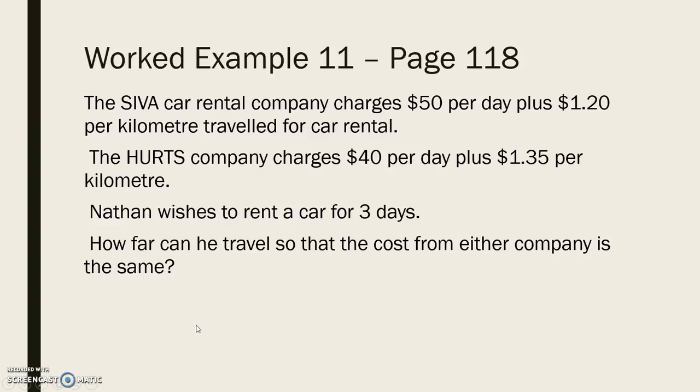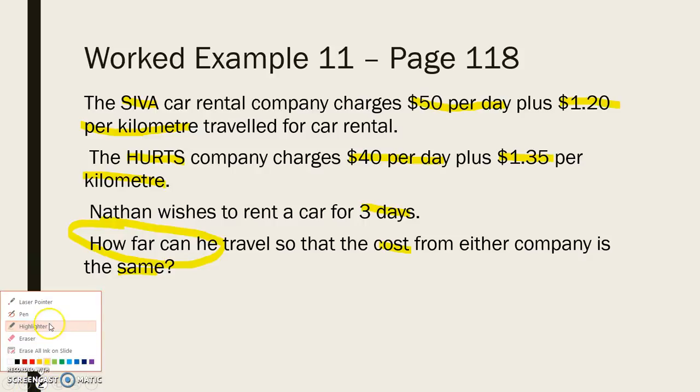Here's another example. This one actually uses variables on both sides. Take the time to look through the question and identify the key information, so you may pause at this point. So the key information for SEVA: $50 per day plus $1.20 per kilometre. Hertz: $40 per day plus $1.35 per kilometre. And we're renting for 3 days. The question is, how far can you travel? So the cost is the same. The cost is the same indicates an equal sign. How far is our variable?